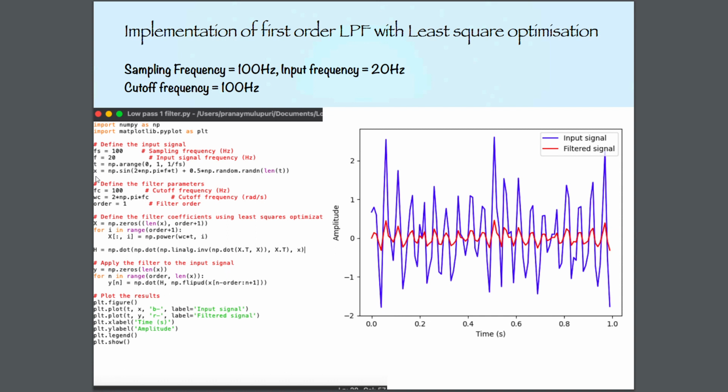Here we are defining the filter parameters. This is our cutoff frequency and this is our cutoff frequency in radians per second, and here we are defining the order of the filter. Now we are going to define the filter coefficients using the least square optimization. The basic idea behind this is to create arrays of points which can reduce the difference between the squares of the predicted and the actual values, right? So these are the arrays of points.